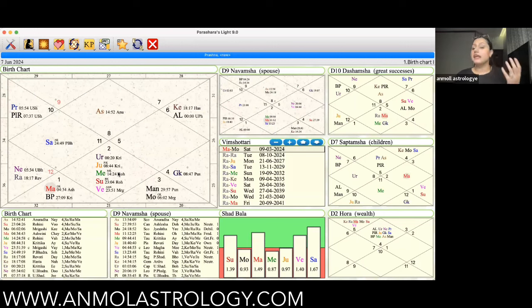Okay, so it was about the relationship. Suppose this person has a question or a query about a job. Then you would see the relationship between the first lord and the third lord. So you have to see Saturn and Mars. Now, Saturn and Mars do have a 3 and 11 relationship. Prashna is not just about one particular thing, it's about 10, 20 situations that are happening right now in your life, and you have questions about it.